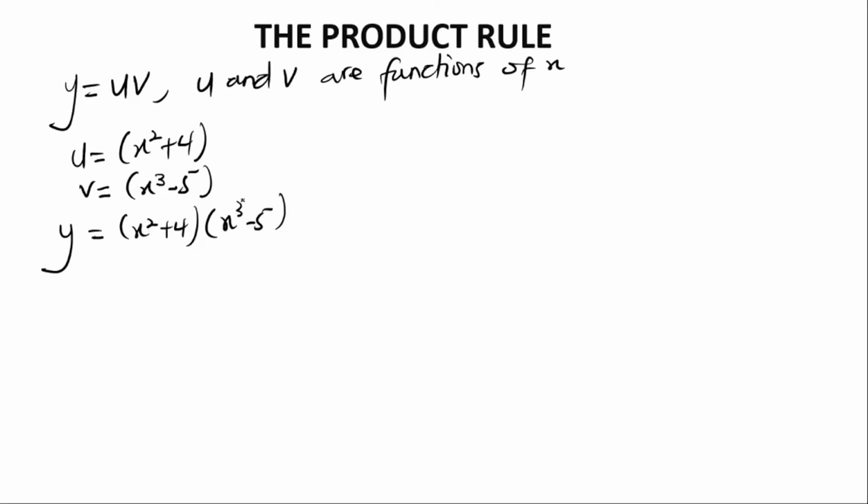If we look at this function, we can see that we have a function multiplying another function. So we have two functions multiplying each other. Whenever we have two functions multiplying each other and we are to differentiate this function, we use what we call the product rule. According to the product rule, our dy/dx, or our differentiation, becomes v du/dx plus u dv/dx.